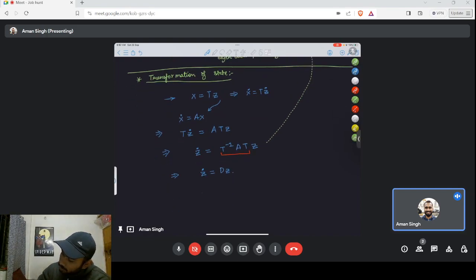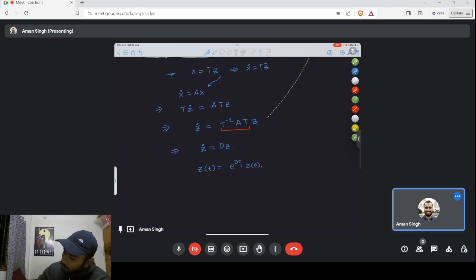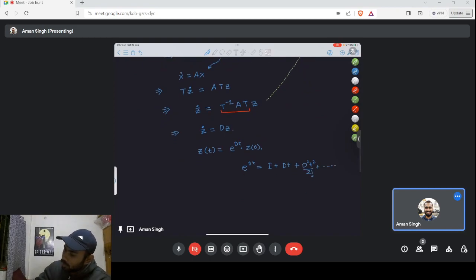Now, the solution of this equation can be written as z equal to e to the power Dt z naught, where e to the power Dt equals I plus Dt plus D squared t squared by 2 factorial, etc. So, why is this equation so helpful?